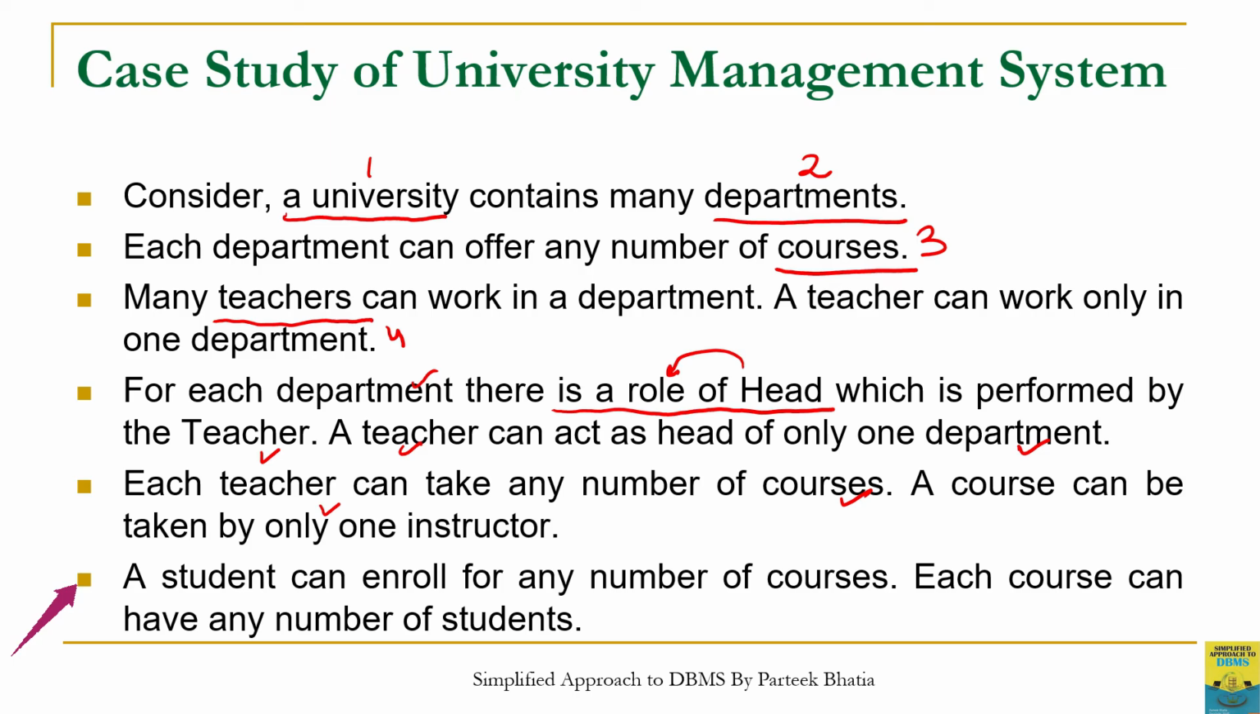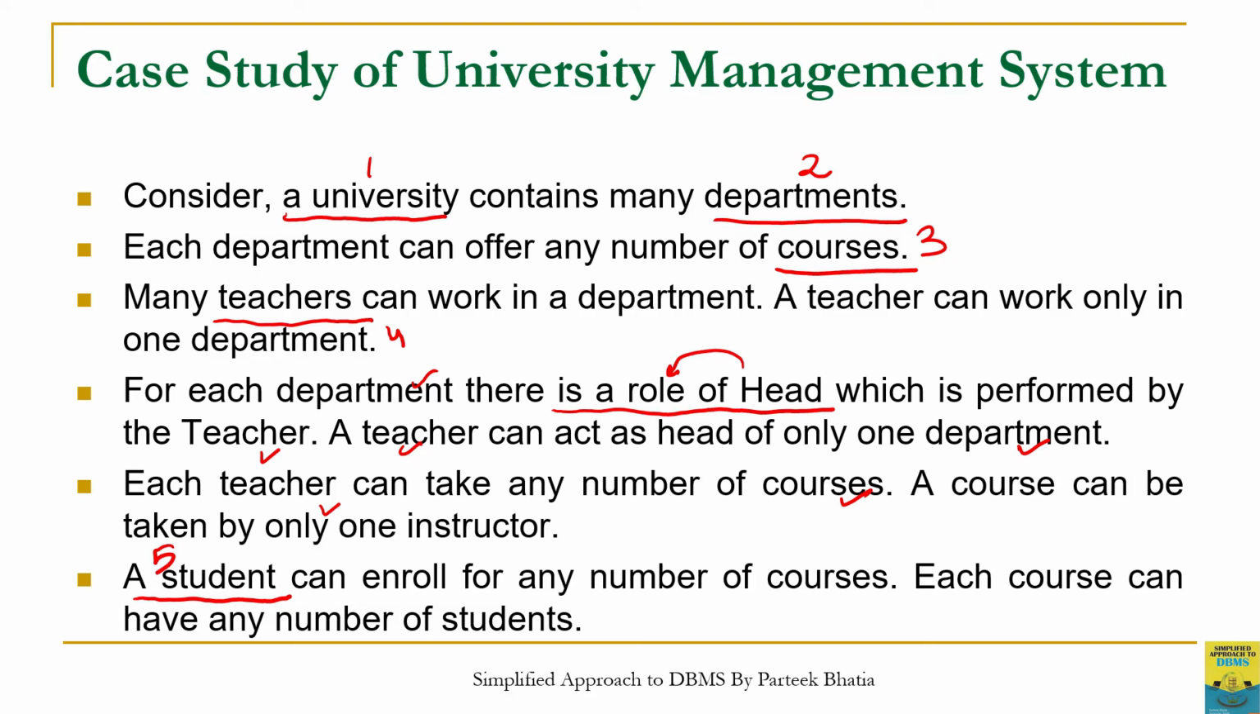Now go to the final line. A student can enroll for any number of courses. So here we have a new noun named student. A student can enroll in any number of courses, and in a course we may have any number of students. So this is a new noun for us. So this will be the fifth noun.